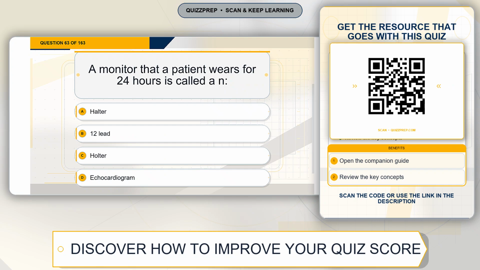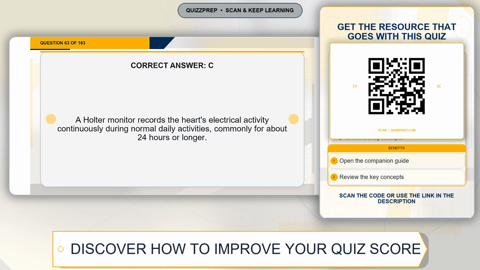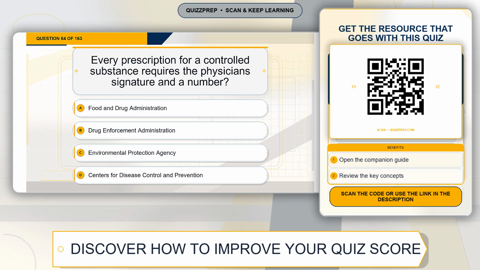Option D, echocardiogram. The correct answer is option C, Holter. Explanation. A Holter monitor records the heart's electrical activity continuously during normal daily activities, commonly for about 24 hours or longer.